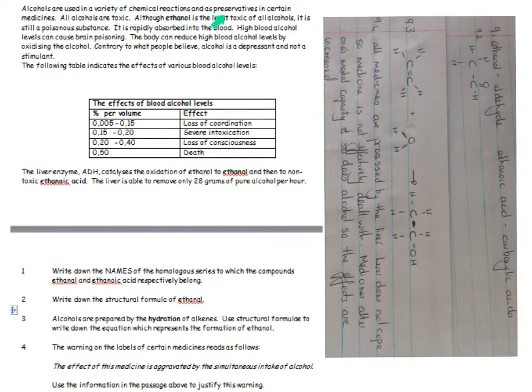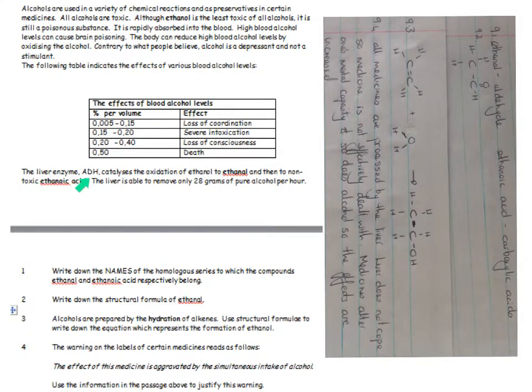Alcohols are used in a variety of chemical reactions as preservatives in certain medicines. All alcohols are toxic. Although ethanol is the least toxic of all alcohols, it is still a poisonous substance. It is rapidly absorbed into the blood. High blood alcohol levels can cause brain poisoning. The body can reduce high blood alcohol levels by oxidizing it to the alcohol. Contrary to what people believe, alcohol is a depressant and not a stimulant. The following table indicates the effects of various blood alcohol levels.